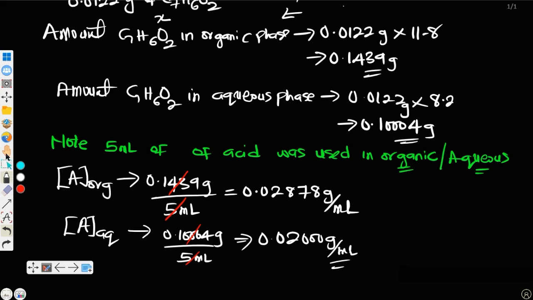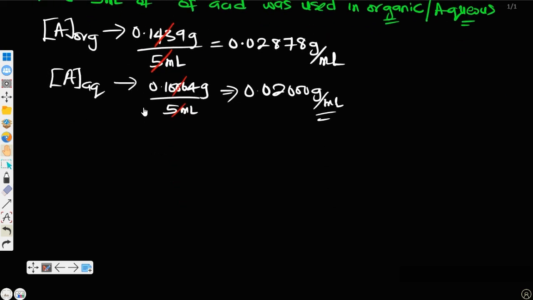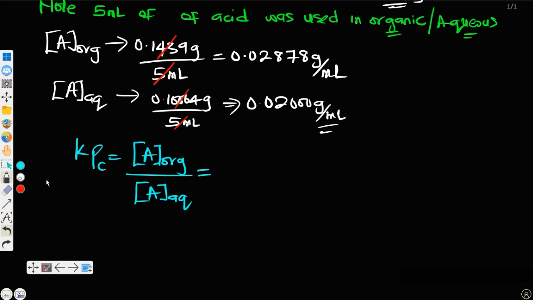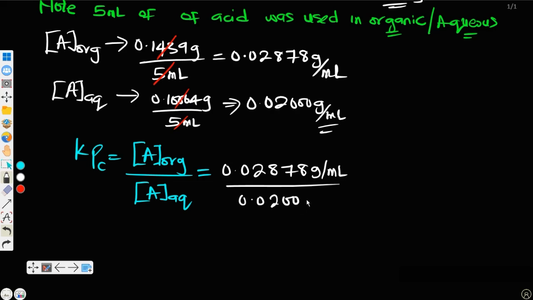Now the last thing you are expected to do here is the partition coefficient. Now what did we say is the partition coefficient? Partition coefficient, Kpc, is the concentration in the organic phase divided by the concentration in the what? Aqueous phase. And this is going to give us, organic phase, 0.02878 gram per mL. In the aqueous phase, 0.02000 gram per mL.